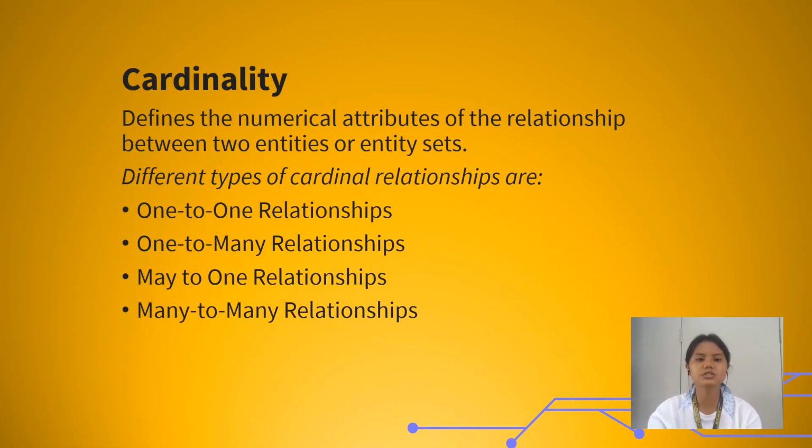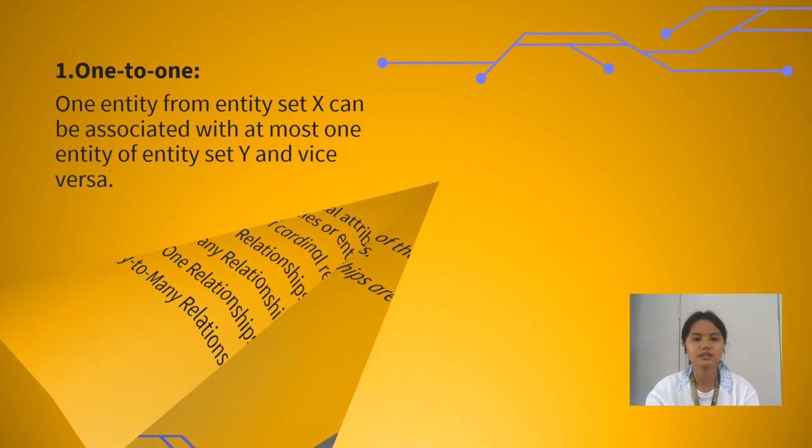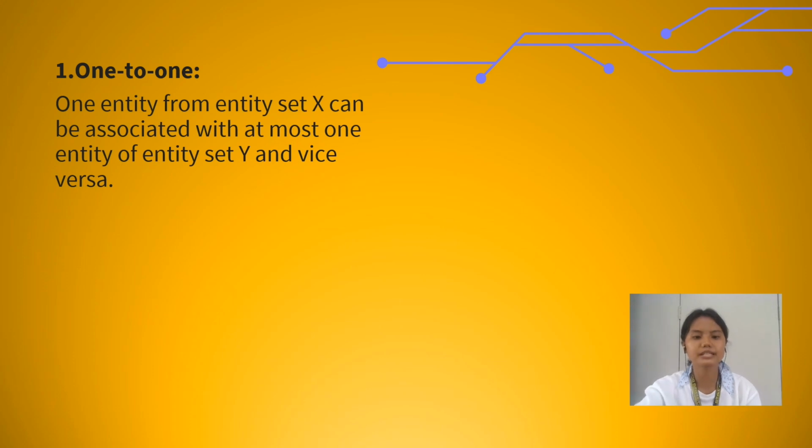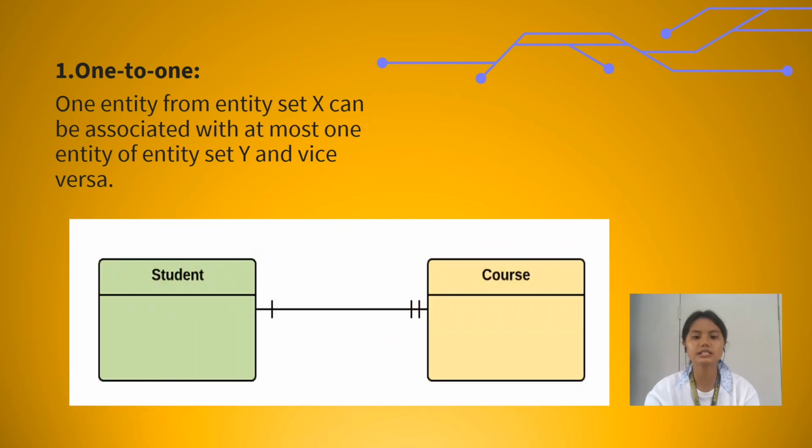Cardinality is used when the numerical attributes of the relationship of two entities or entity sets are considered. There are four relationships: one-to-one, one-to-many, many-to-one, and many-to-many. One-to-one means, let's assume this is entity set student and entity set course, entity set student is associated with at most one course and vice versa.